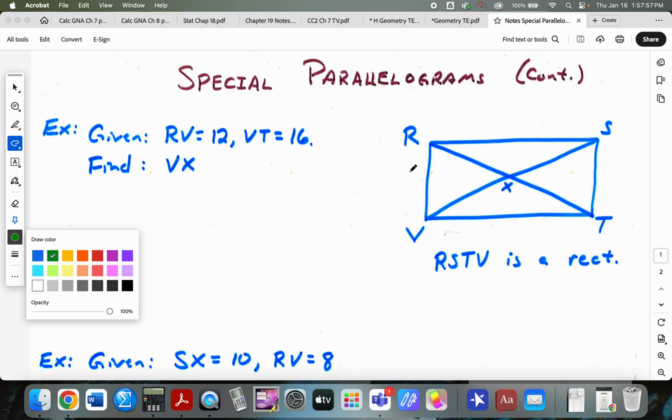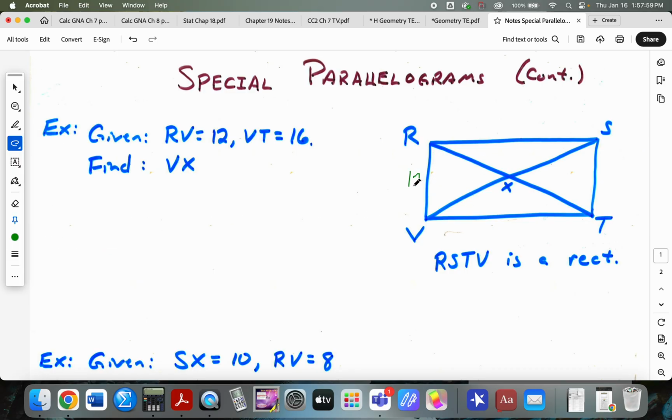We're given the length of RV is 12. And I would suggest that as soon as you find something, you go ahead and put it on the diagram. So what else do we know here? From the fact that this is 12, what do we immediately know? ST is also 12. Might as well fill it in. And they tell me that VT is 16.